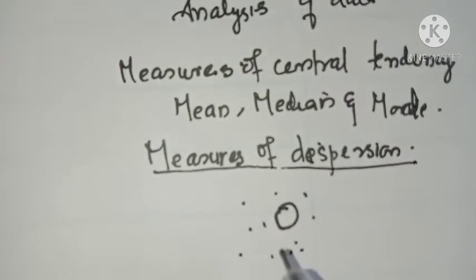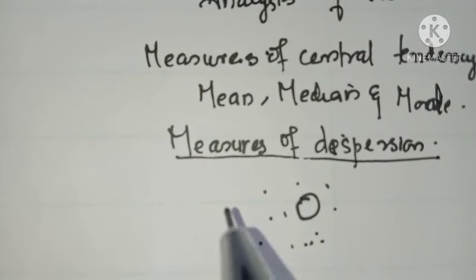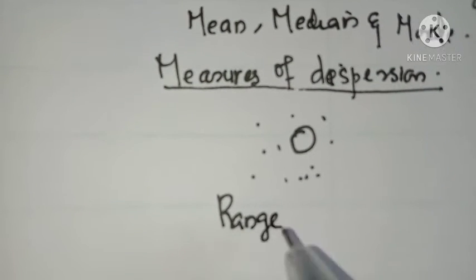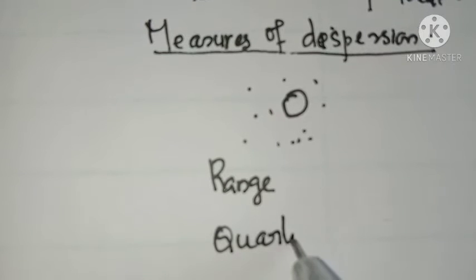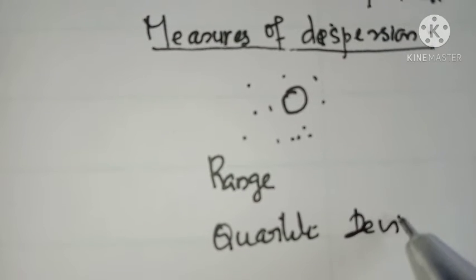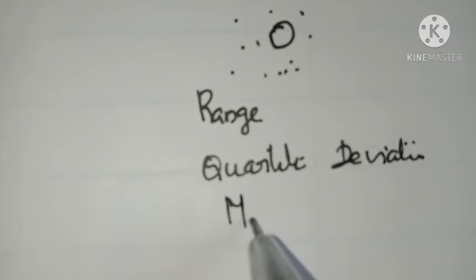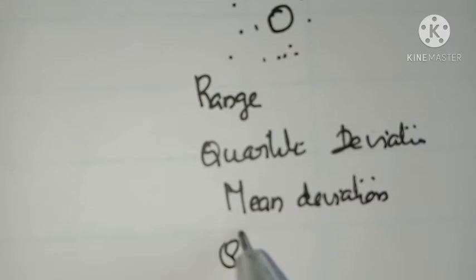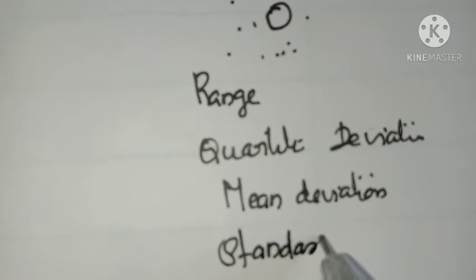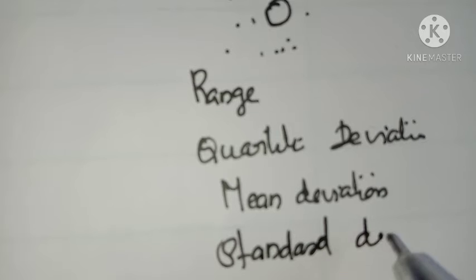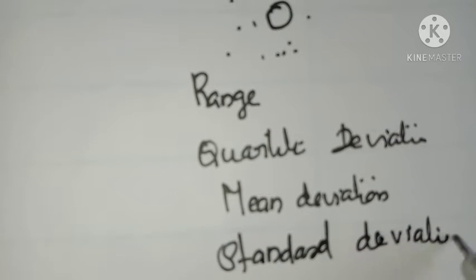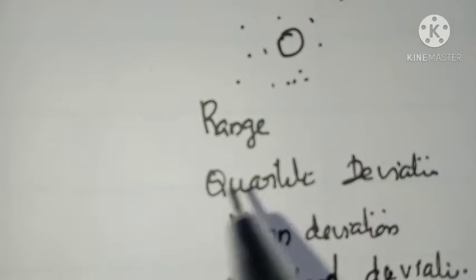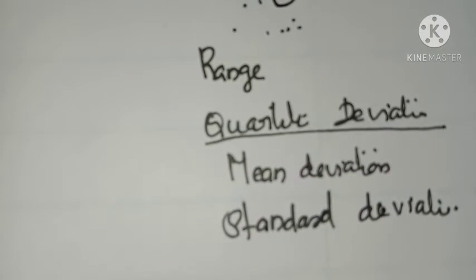Okay, so there are mainly four types of measures of dispersion, namely range, quartile deviation, then mean deviation and standard deviation. These are the four types of measures of dispersion. So in this chapter we shall study all these measures of dispersion except quartile deviation.